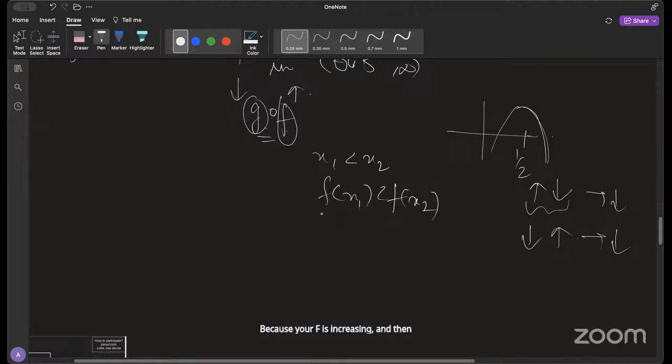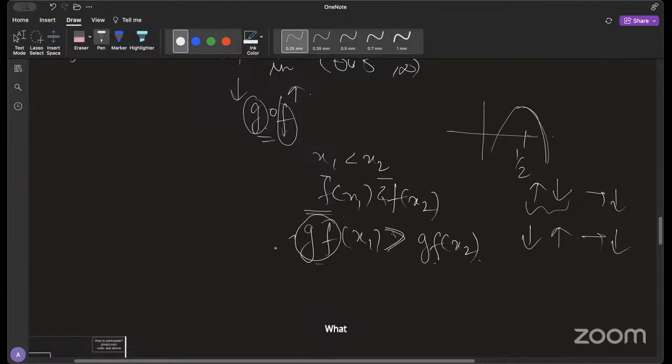And then if you apply g to this, because your g is decreasing, the sign should change now, right? So g of x1 is greater than g of x2. That means if x1 is less than x2, then g(x1) is greater than g(x2). What does this tell you about the composition? It's a decreasing function, right?